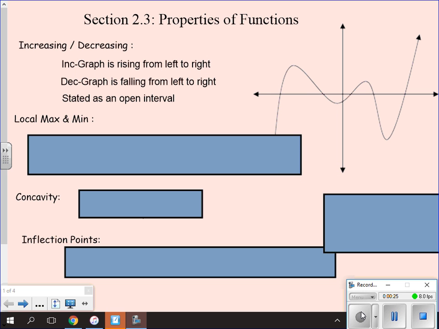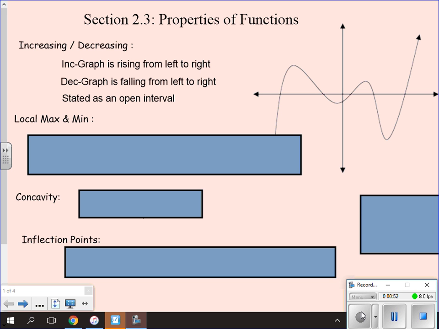So the first part we have increasing, decreasing. Increasing, and I just put INC, increasing, the graph is rising from left to right. You always do everything from left to right, no matter what we're dealing with. So as I go from left to right, it's going up. That's increasing. If I'm decreasing, this graph is going down as I'm going from left to right.